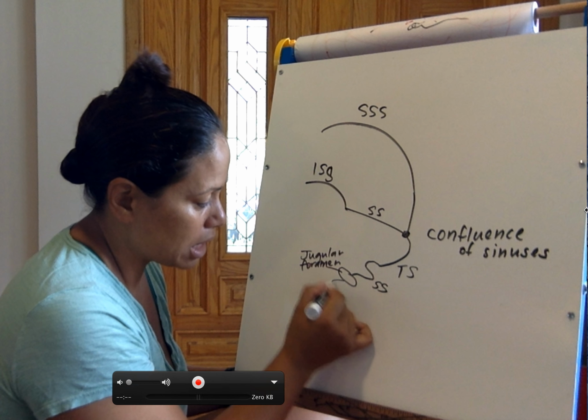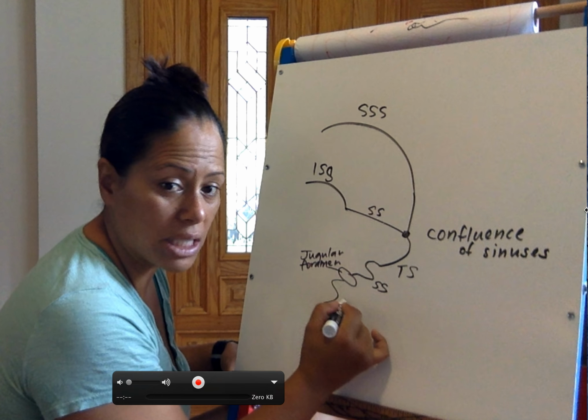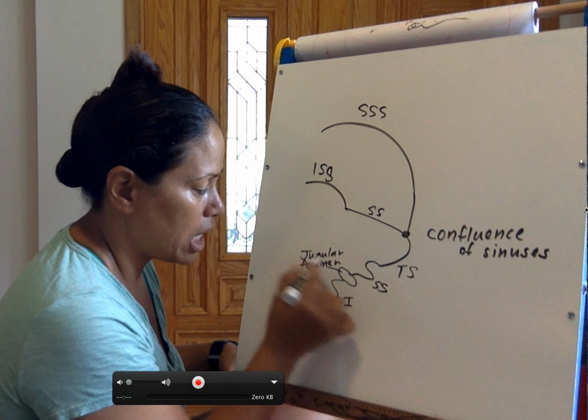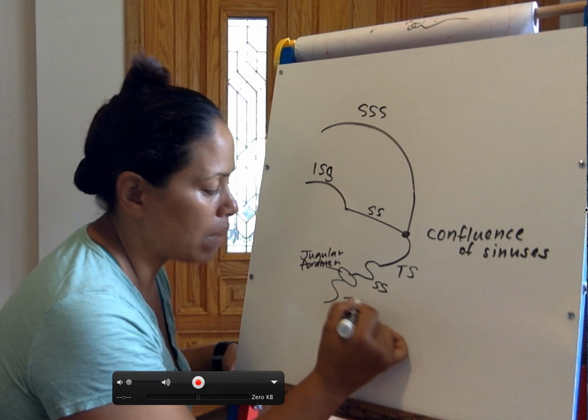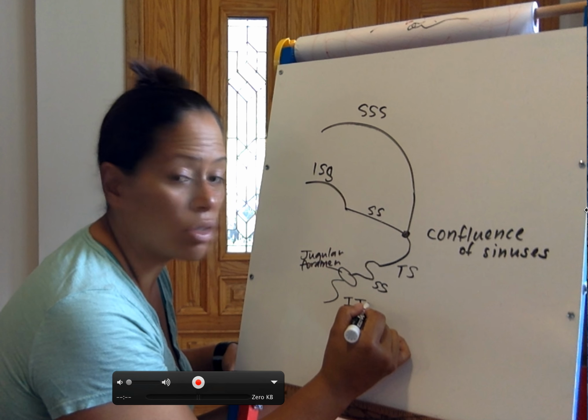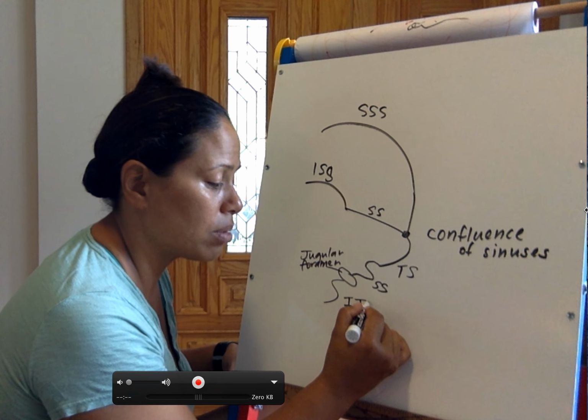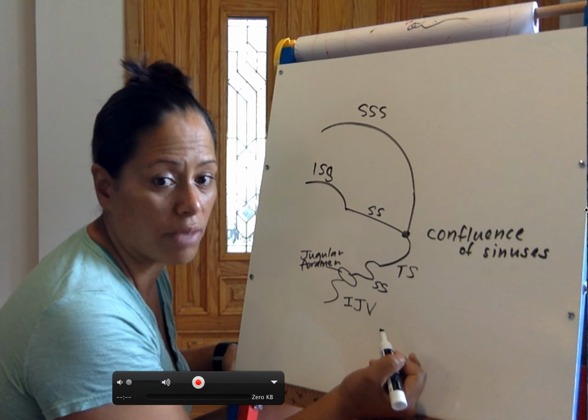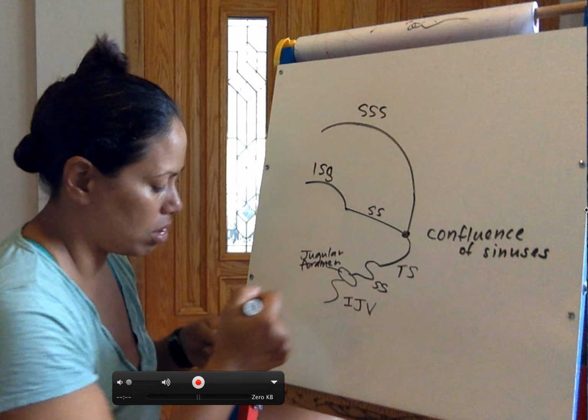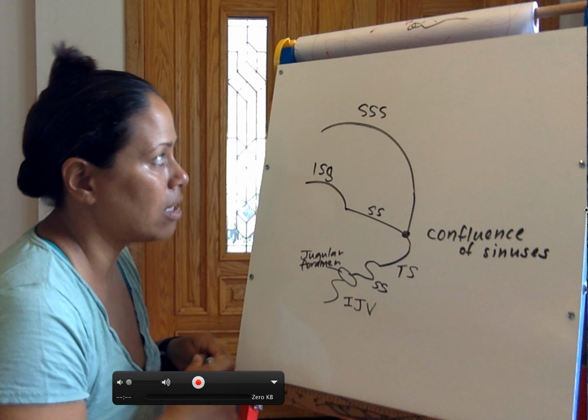So once it exits, simply, it's going to be from the inside, so it's called the internal, and then it's going through the jugular foramen, so that's a landmark. Internal jugular, and now it's no longer a sinus, because it's outside of the brain, we call it an internal jugular vein. Simple, right? So these are the blood pathway exiting the brain.